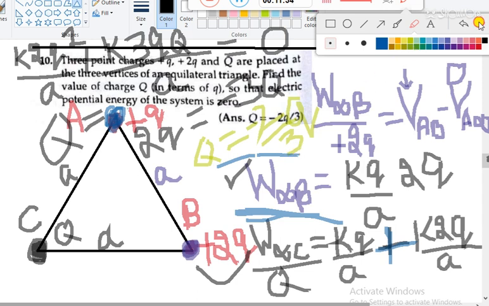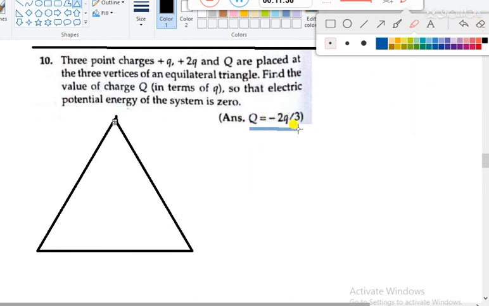I hope this is clear, and you can take the screenshot. This was the answer of this question, and you have to take the equilateral triangle. It was a very familiar question that can be asked in CBSE. So I hope this question is clear. Now we are moving to the next question.